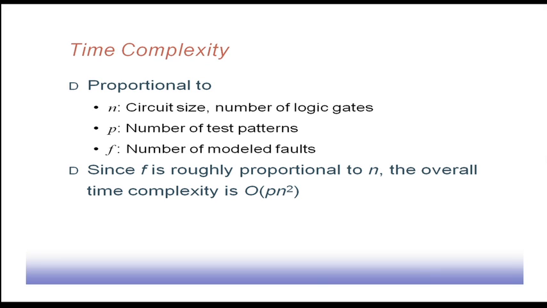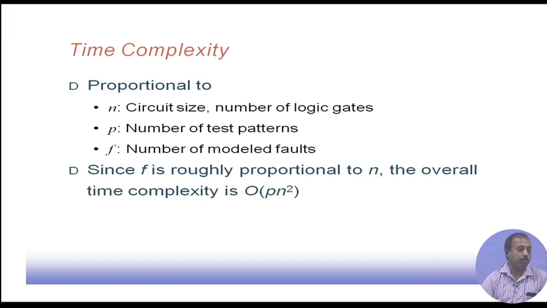So, what is the complexity of this fault simulator? It is proportional to n, the circuit size in terms of number of logic gates, because every gate has to be simulated for every test pattern. Then P is the number of test patterns and F is the number of modeled faults. It can be shown that F, the number of faults, is proportional to n. If we are considering single stuck-at faults, and I have n lines in a circuit, then there are 2n possible faults in the circuit. So, F becomes proportional to n.